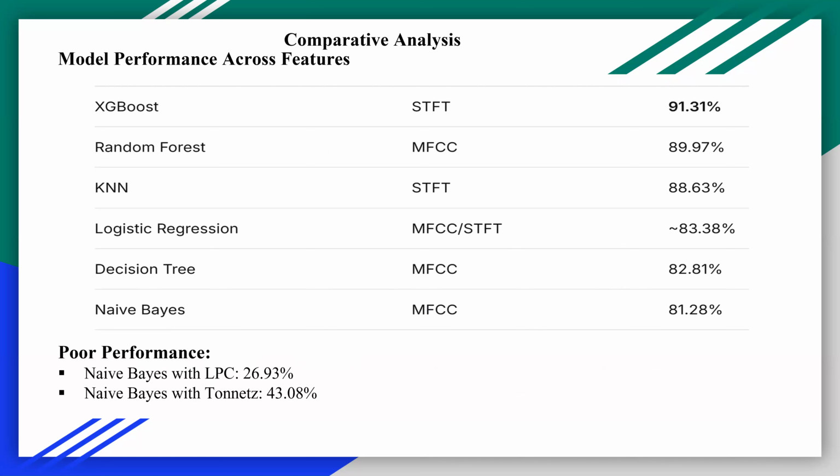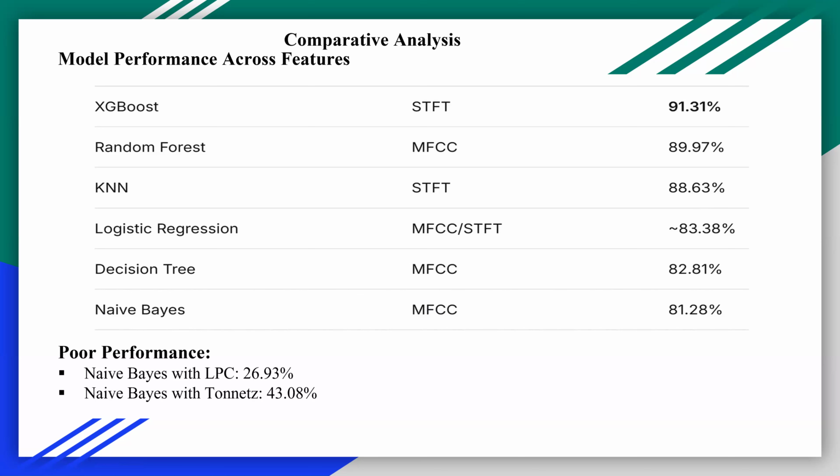Model performance across features, XGBoost with STFT. Random forest with MFCC is 89.97. Logistic regression with MFCC over STFT combination is about 83.38%. Decision tree with MFCC is 82.81%, and naive Bayes with MFCC is 81 to 80%.